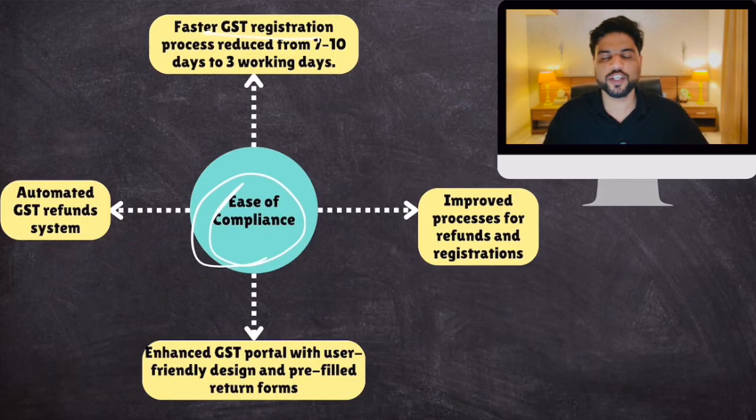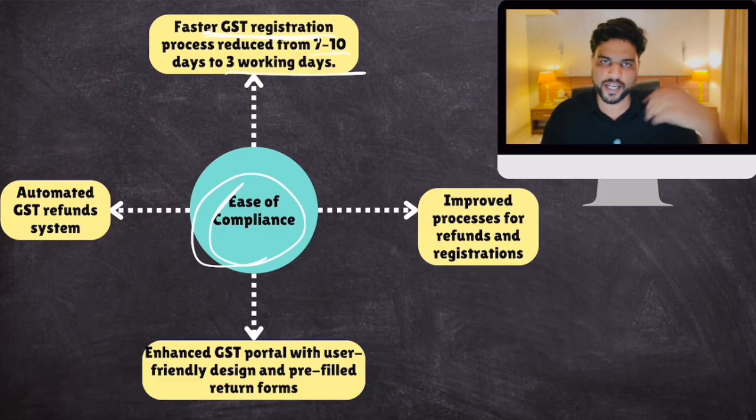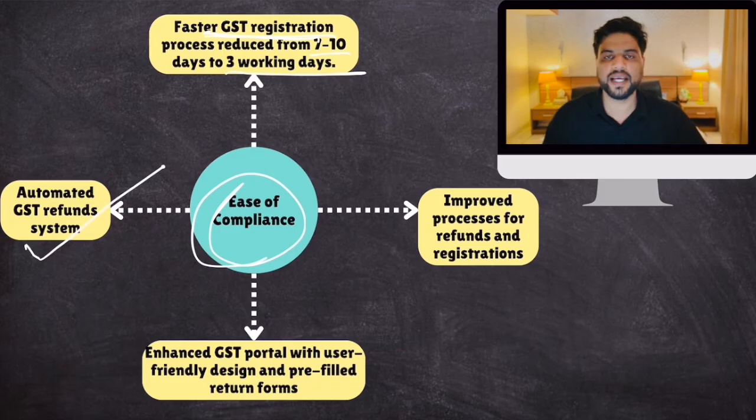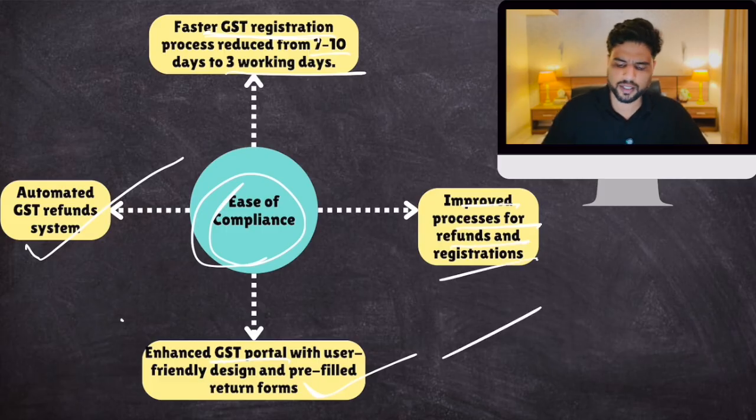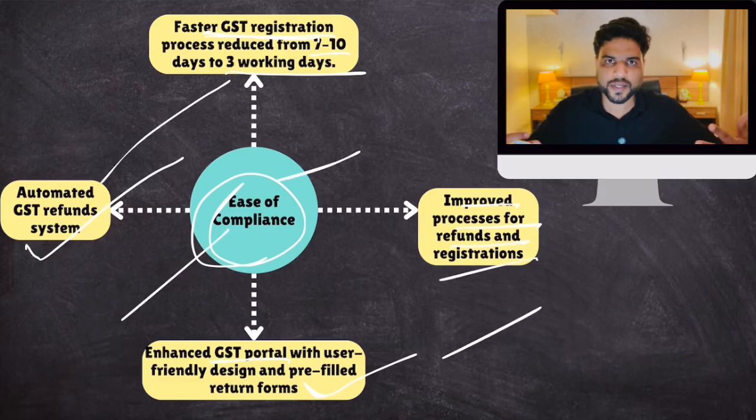Faster GST registration. So if you're opening a company, you have to get a GST number. GST registration has been reduced from 7 to 10 days to 3 working days. Then all the refunds that are generated to your company, well, that has been automated. Enhanced GST portal. Remember, technical glitches, they won't happen anymore. Improved processes for refunds and registration. So certain other ease of paying taxes has been enhanced.